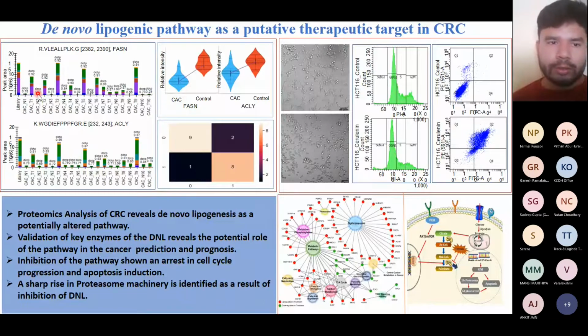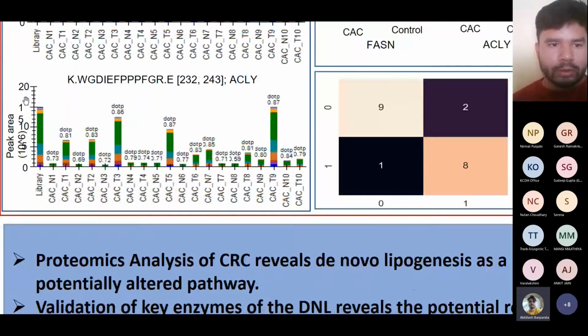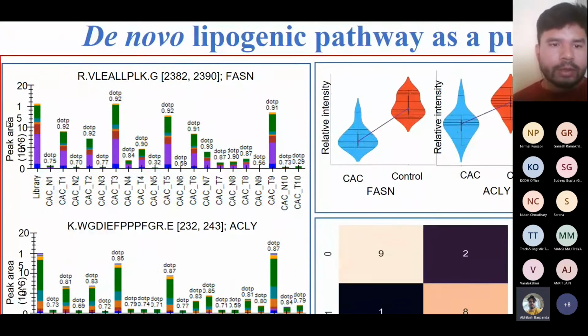And we have a hypothesis from our previous findings, that the de novo lipogenic process, including the enzymes FASN and ACLY, is quite predominant in cancer progression. So that was our hypothesis. And we tried to perform some targeted proteomics-based validation of those proteins. And we got that, if you see this N1, if I can zoom this a little bit more, you can see clearly that this is for FASN.